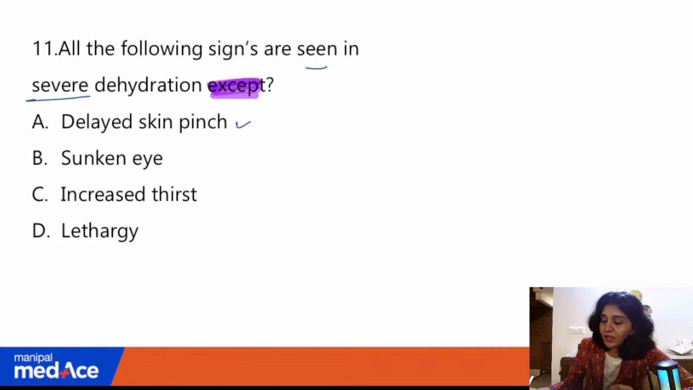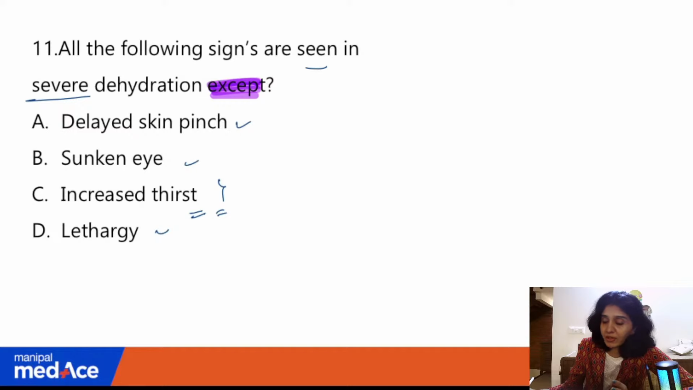Sunken eye, do you see it in severe dehydration? Of course you see that. The eye is actually more sunken in severe dehydration. Lethargy, yes, of course you see. Sometimes the kid is unconscious also. Increased thirst you do not see in severe dehydration, you see that in some dehydration. The kids who are severely dehydrated are not able to drink, they poorly take fluids. Poor drinking is there.